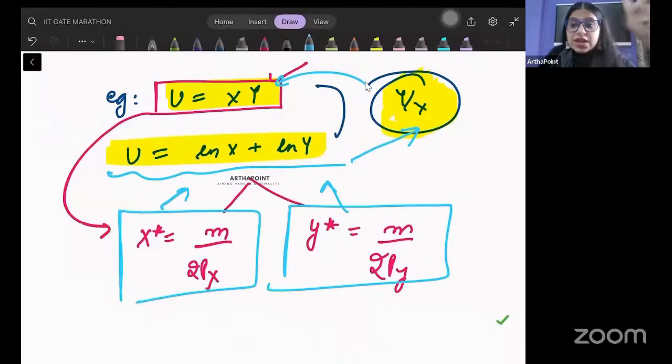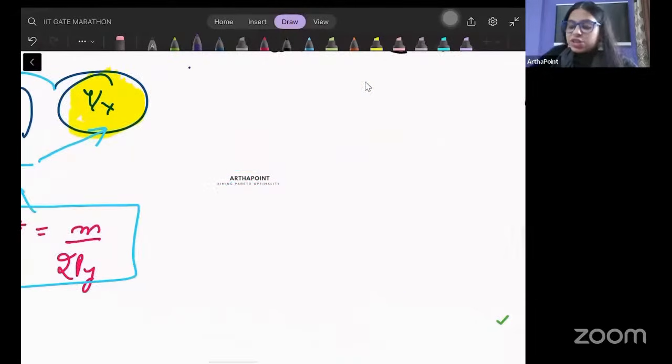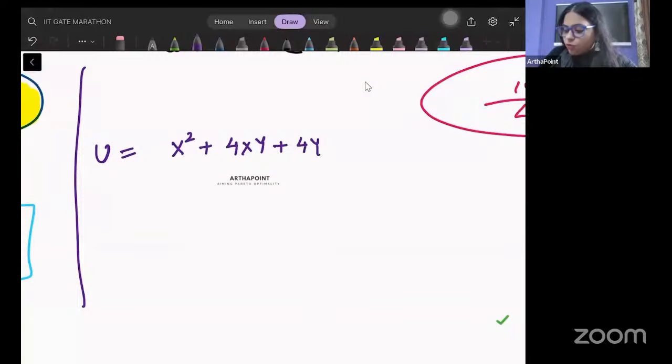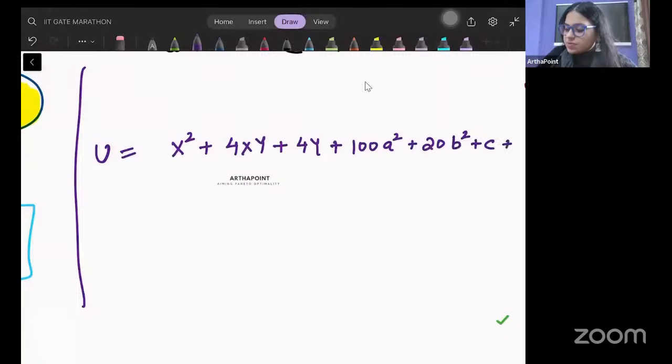Now this is very useful when they will trick you with a utility function like this. ध्यान से देखना. If I give you x square plus 4xy plus 4y, let me just frame something, plus 100a square plus 20b square plus c plus 40.